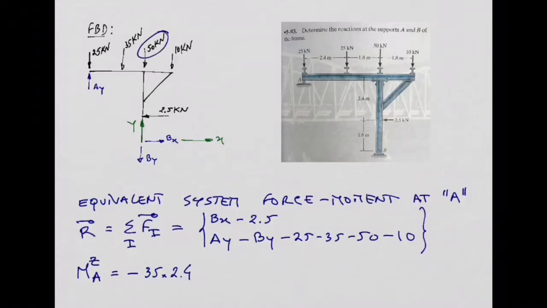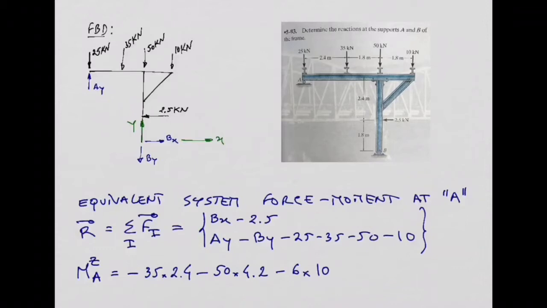Now, this 50 kilonewtons, does it produce any moment about A or not? Yeah. How much is it? Positive or negative? So 50 times 2.4 plus 1.8, right? Which is 4.2, isn't it? 4.2. Now we have these 10 kilonewtons. Also negative, right? Clockwise. So how much is the moment? For 6, yeah, 6 is the distance. 6 times 10.